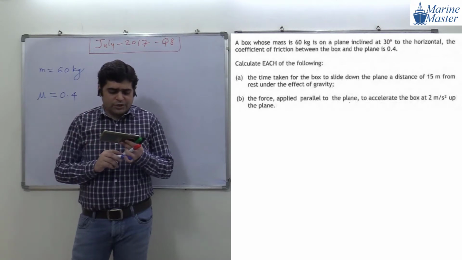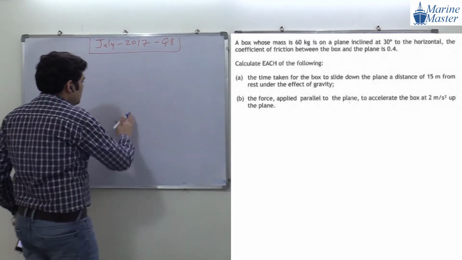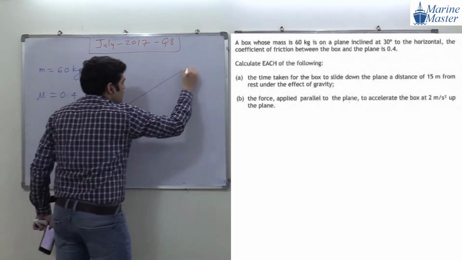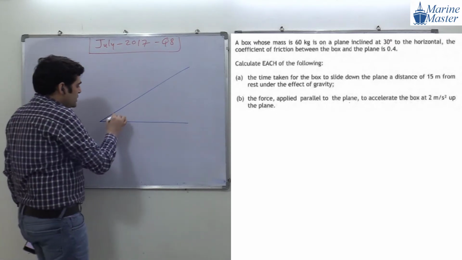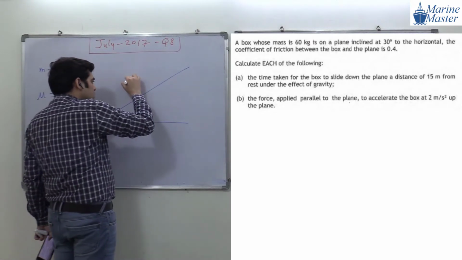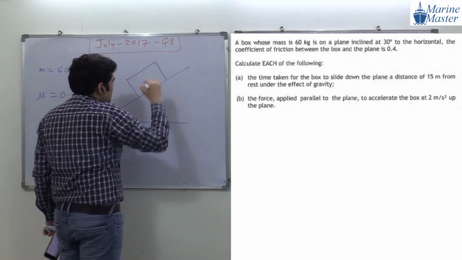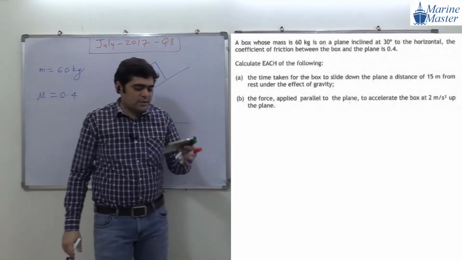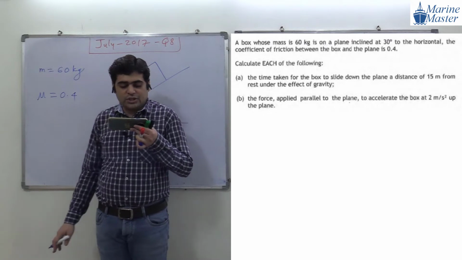Now I am going to read the question, but before that I am going to draw the diagram of the question. What do we have? One inclined plane, and this is the horizontal. With respect to the horizontal, the plane is making an angle of 30 degrees. We have a box, and the mass of the box is 60 kg. And the coefficient of friction is 0.4.